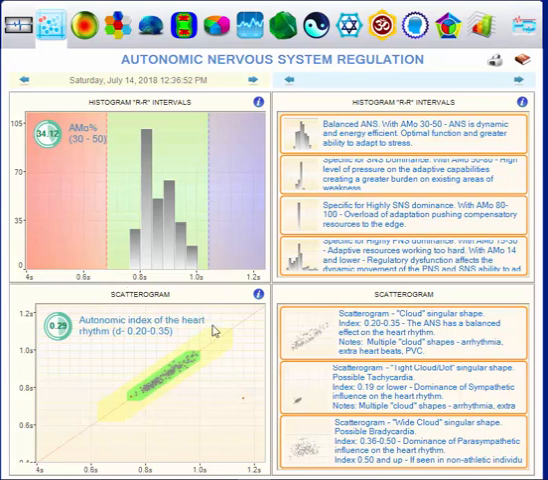The scatterogram shows, in a different dimension, the rhythm of the heart. Ideally we would like to stay in the green zone corridor, and the scatterogram will look like a little oval shape or a cloud shape. This is the ideal, and this is what the scatterogram is explaining over here. The informational icon will explain how to read this scatterogram.